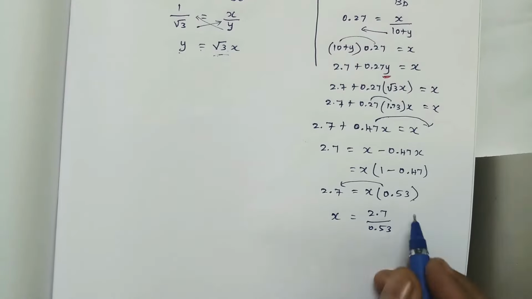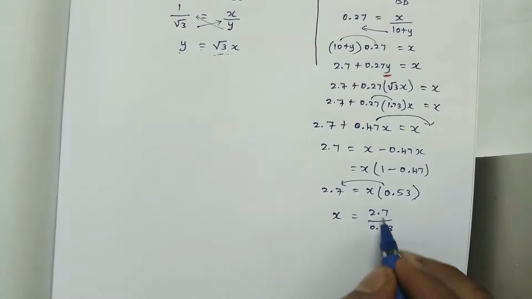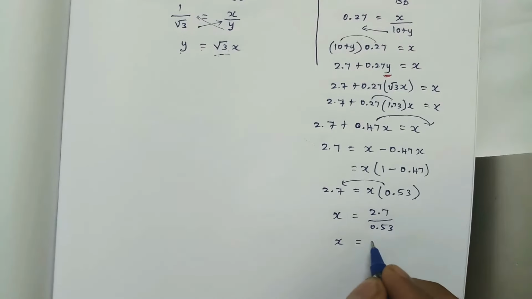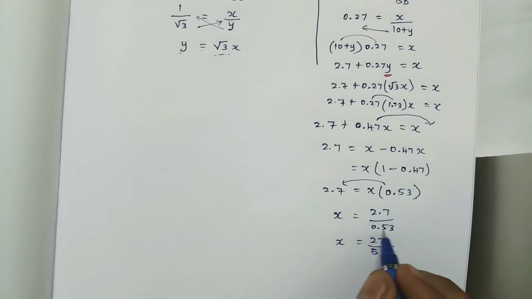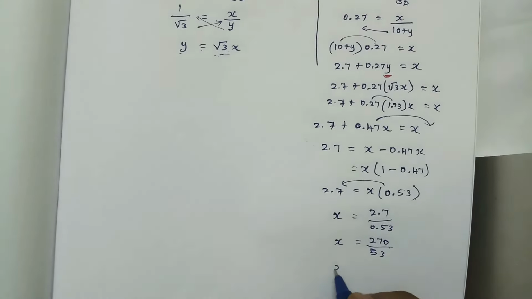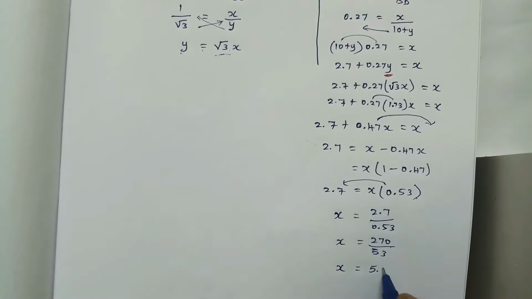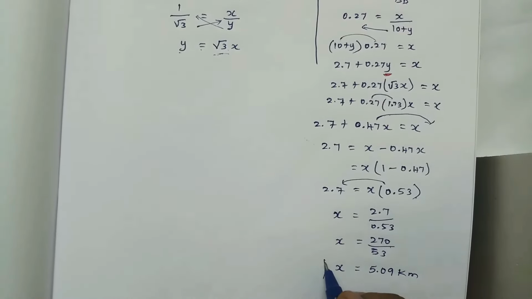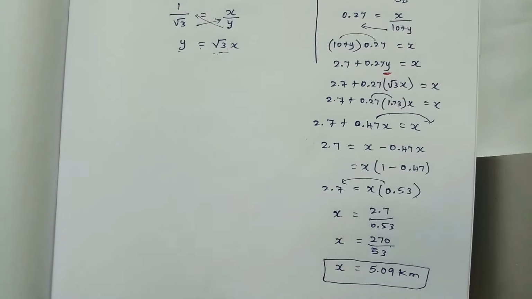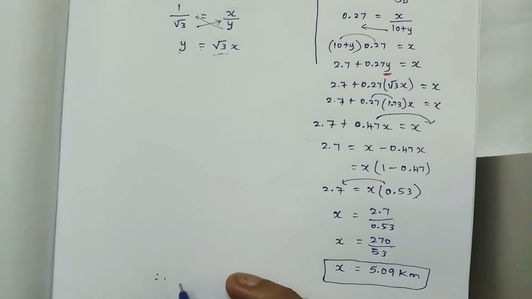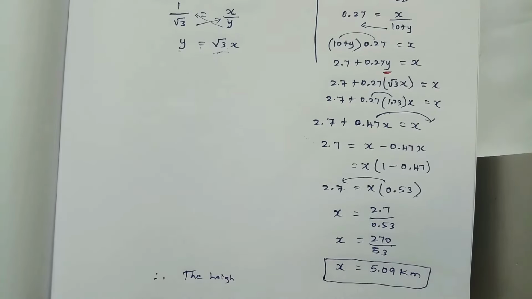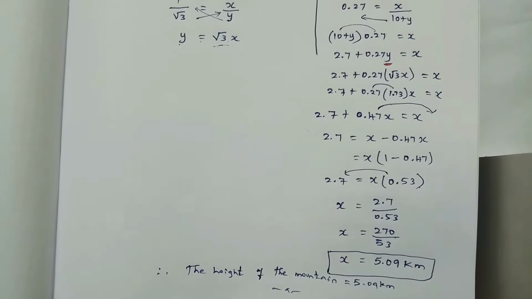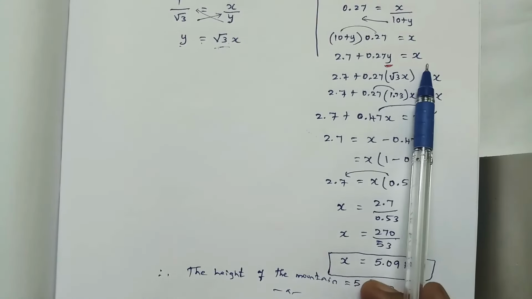While I am just removing the decimal point, I am just multiplying by 100 on both numerator and denominator. It will become X is equal to 270 divided by 53. Understood? For removing the decimal point. Now just divide, you will get X is equal to 5.09 kilometer. Therefore, the height of the mountain is equal to 5.09 kilometer. Understood?